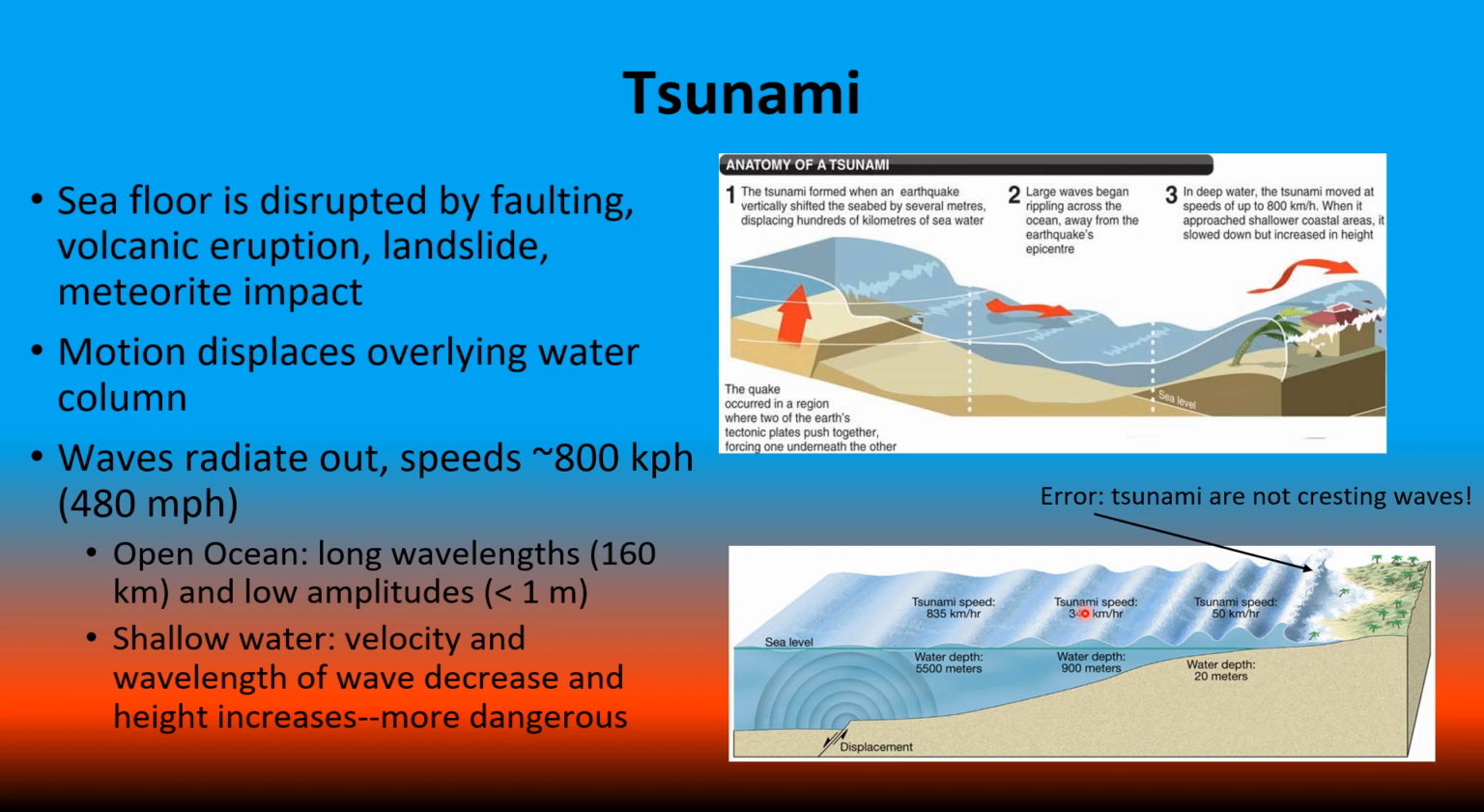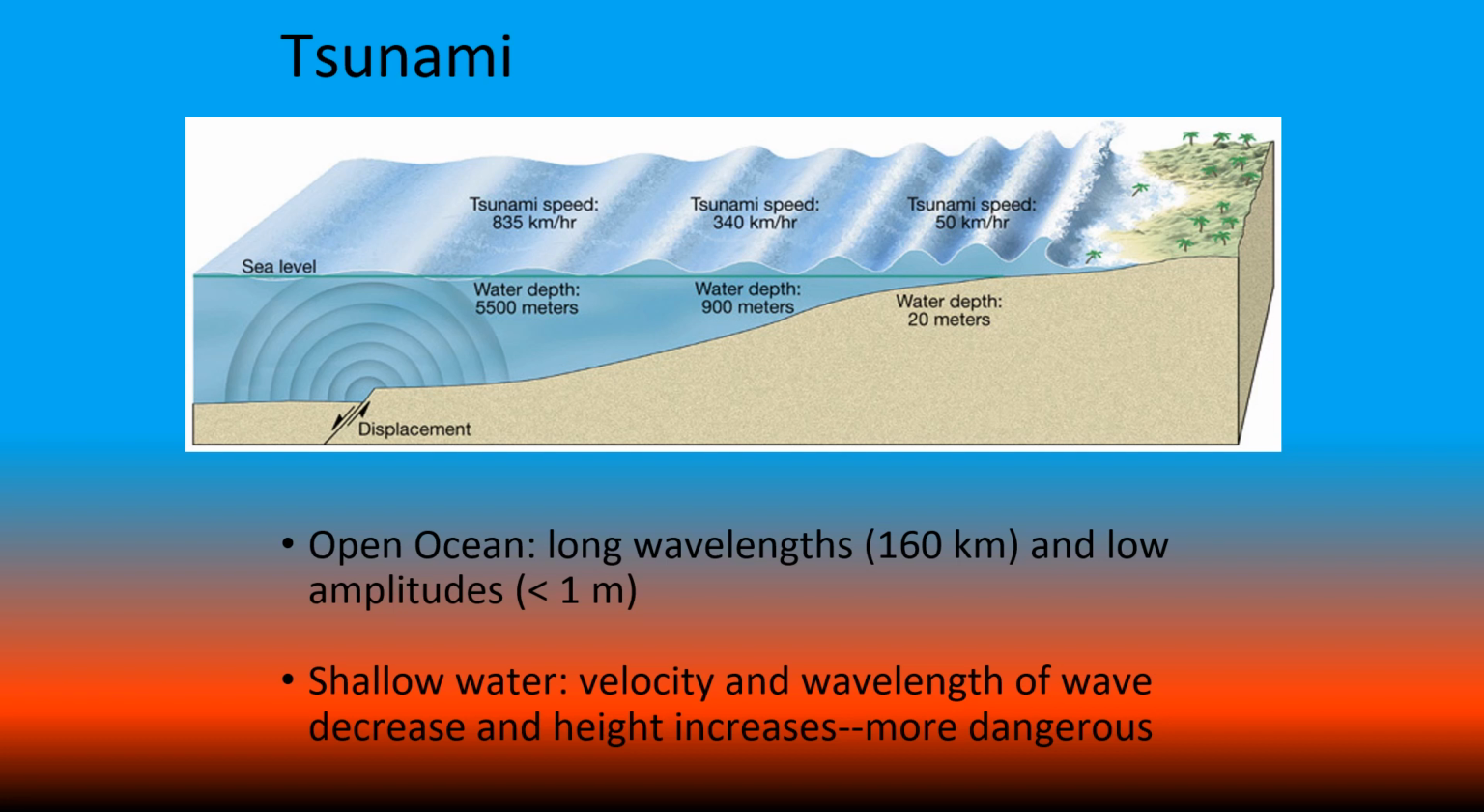Waves radiate out at speeds of about 800 kilometers per hour, or 480 miles per hour. In the open ocean, they have much longer wavelengths and lower amplitudes, like I said, and then in shallow water, you get velocity and wavelength changes, and that causes a lot more damage as the height of those tsunamis increases. This is a repeat slide, sorry about that, but the picture's a little bit bigger there, and I just talked about all this.